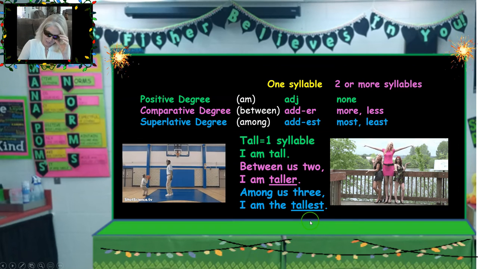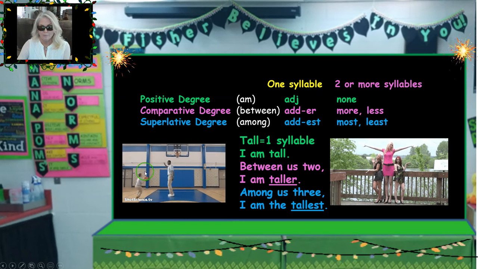For example, the word tall. If you're by yourself, you would say, I am tall. If you were looking at 2, between us 2, I am taller. Among us 3, I am the tallest. So you use the word between when it's 2 people. You use the word among when it's 3 or more.